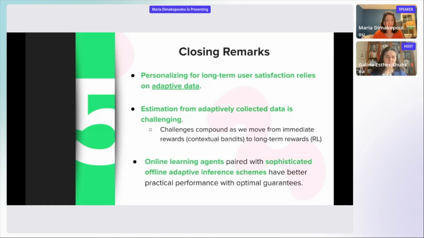The key idea we covered in this talk is that incorporating sophisticated causal inference estimators into online learning agents and pairing them with efficient exploration strategies such as Thompson sampling significantly improves the performance of the adaptive learning agents in practice, and this improvement often comes with state-of-the-art theoretical guarantees.